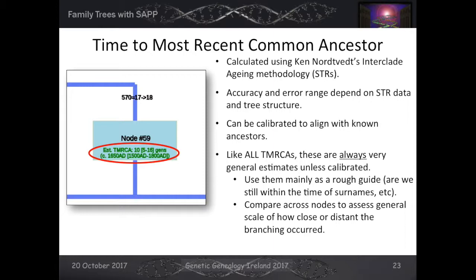The accuracy of the error range depends on how good your STR data is, how many markers you have. By the way, it is STR generated, not SNP generated. There are two competing ways to do it, but the only way to do SNP TMRCAs for every node is to have next generation sequencing across your entire group. We don't have that sort of coverage today, so the tool still relies on STR generated TMRCAs. It can be calibrated. This is a fairly recent feature, but if you know the ancestor lived in, let's say, 1700, you can put that into the tool and it will adjust this and the upstream and downstream ones to compensate.